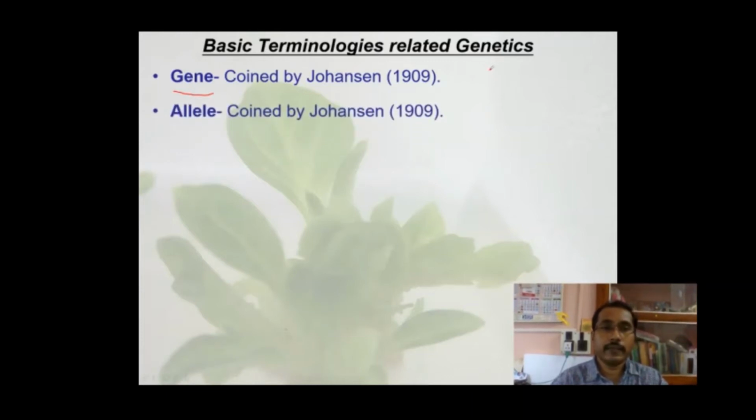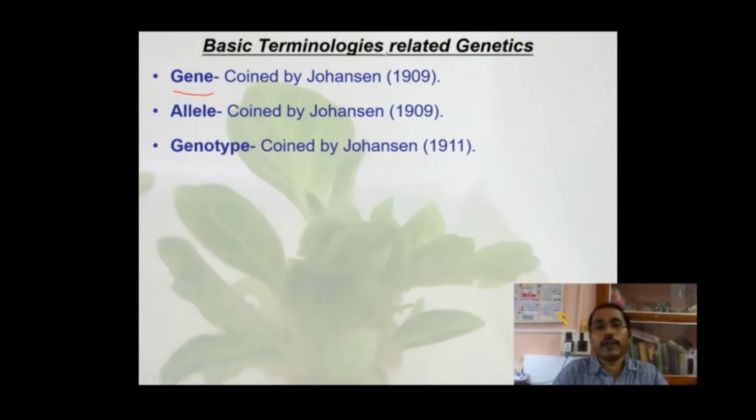Allele, this is basically a part of genes. So we can say the alternate form of a gene that are expressed in specific conditions. And we can say this also the individual gene of a gene pair that is responsible for a particular character. It is also coined by Johansen.